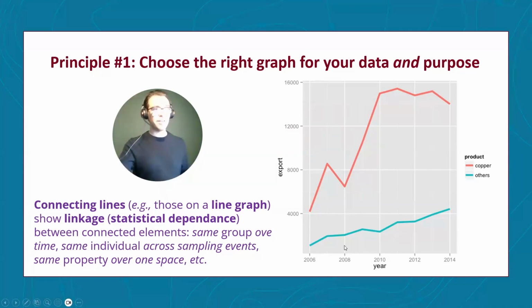So, for example, in this particular line graph, it makes sense that we are linking all of the pink points together because they are all measures of the exact same property over time. And so the next measurement was dependent upon the previous one's value.